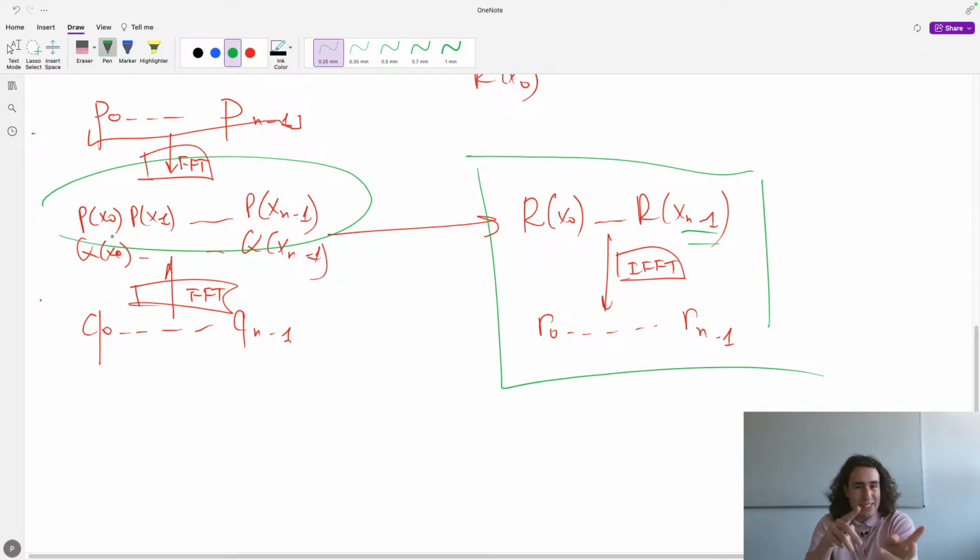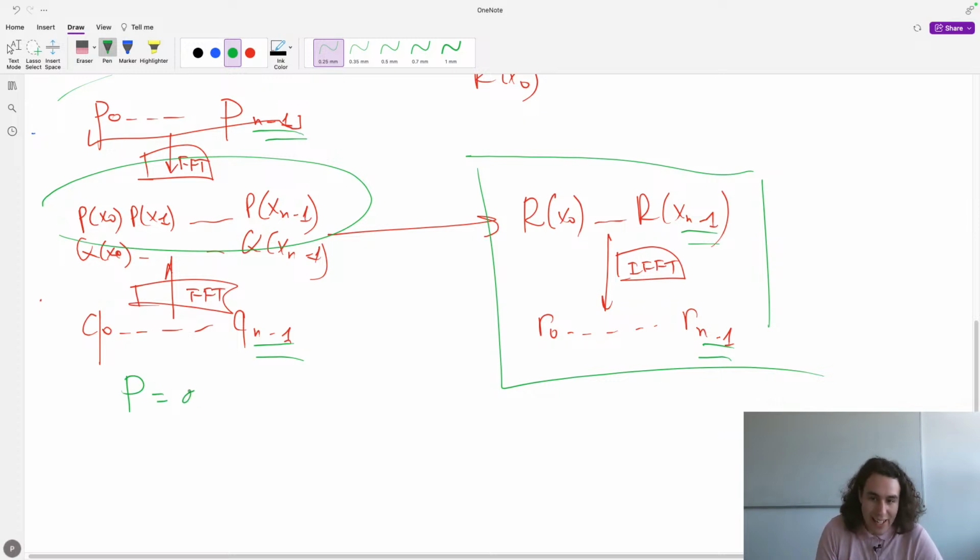Because we need to use the same points, like x0, x1, xn minus 1, they should be the same for p, q, and r. We need to start with this number of points. So we should initially start with this number n to be the same everywhere, right? So let's say that the size of p was a and the size of q was b, then n should be at least a plus b minus 1.